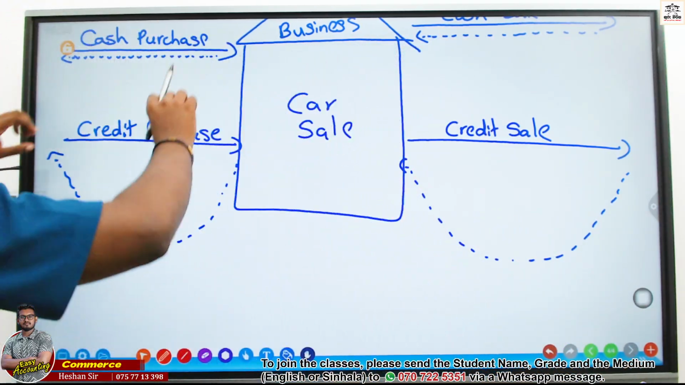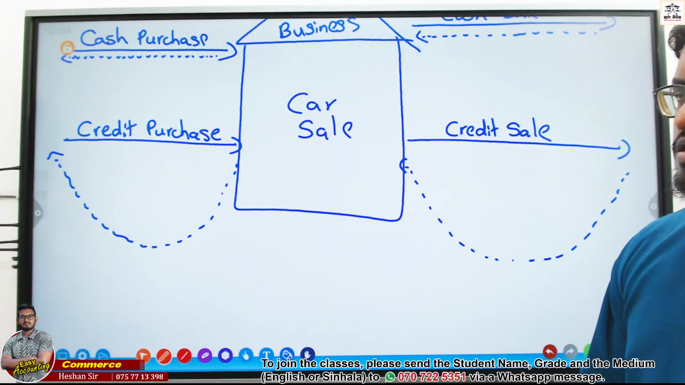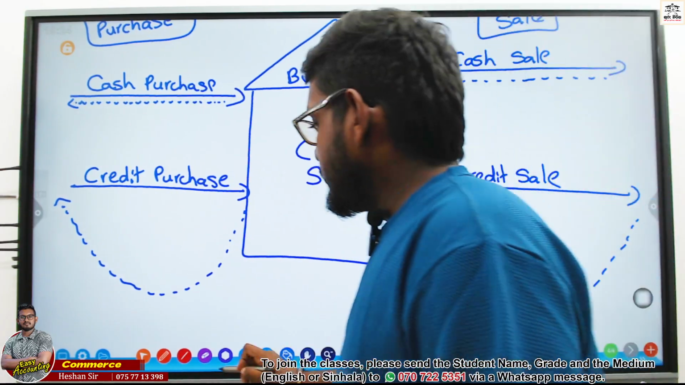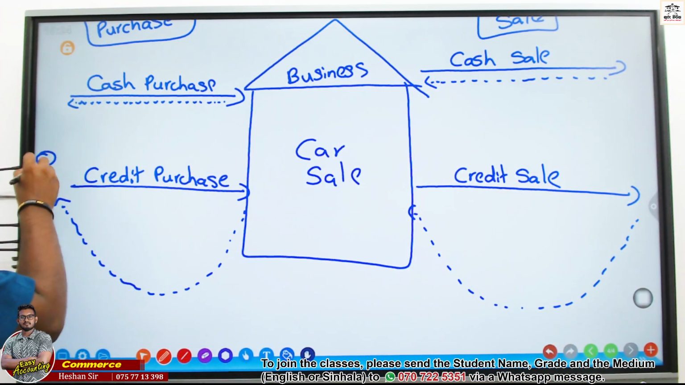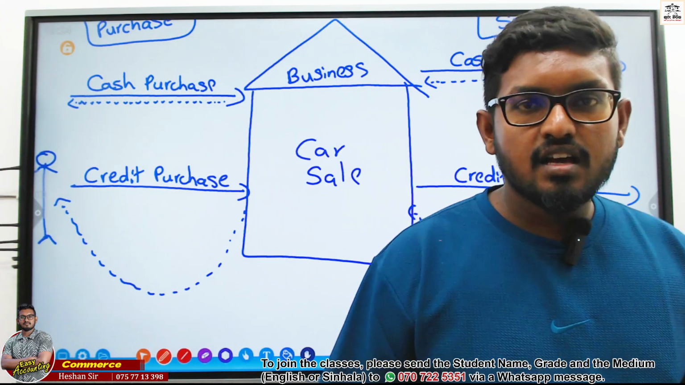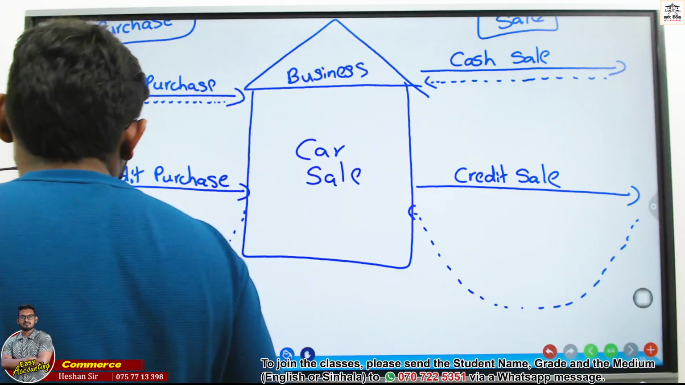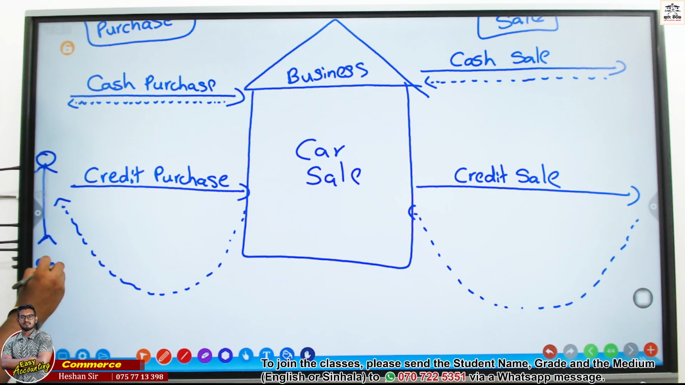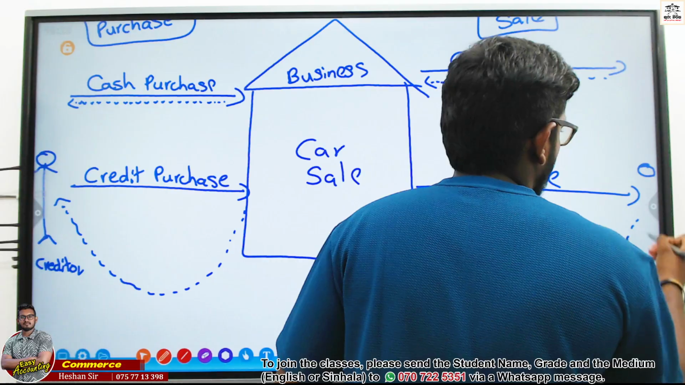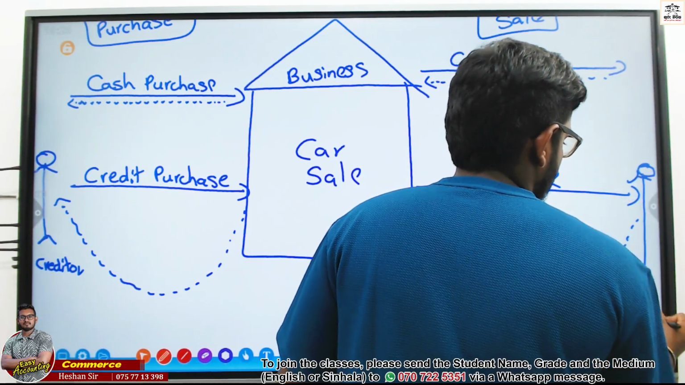Okay, I'm going to ask you another question. When the business purchases the goods on credit basis, the other party is the creditor, not debtor. When the business sells the goods on credit basis to customers, what do we call the other party? Debtor.